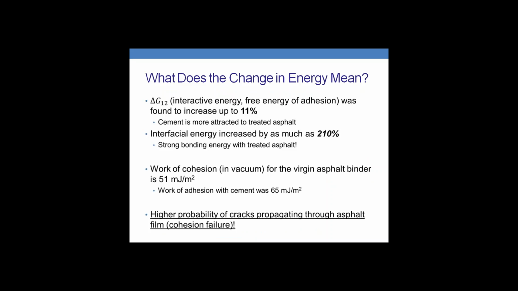We're getting as much as 200% increases in that interfacial energy. So this is telling us that with this chemical treatment, this chemical oxidation, we're getting a stronger bonding energy to that interface. However, here's the curious thing. The work of cohesion of the asphalt itself is 50. But the work of adhesion with cement is 65.